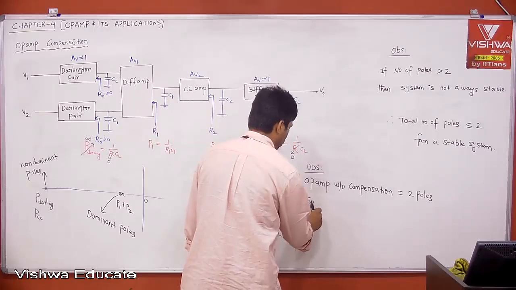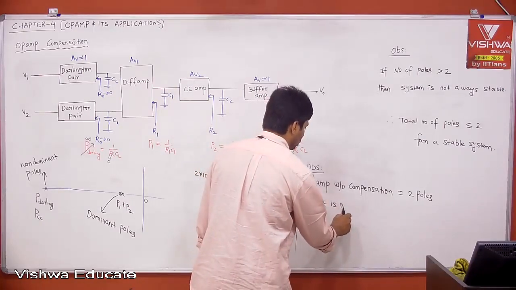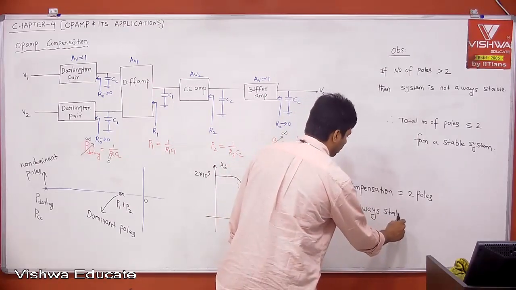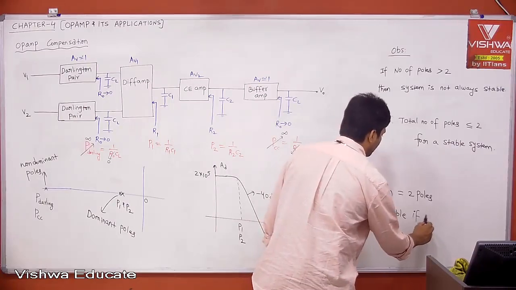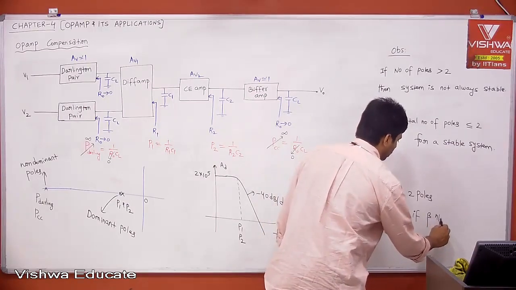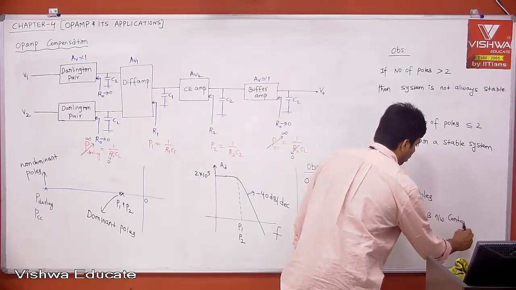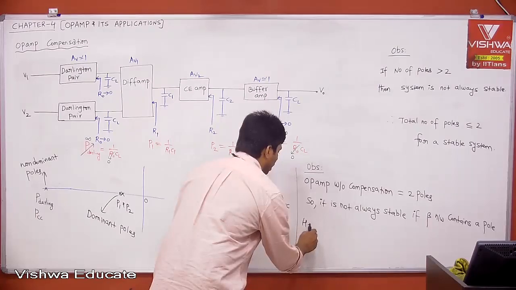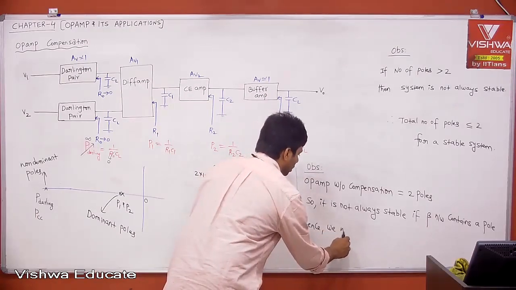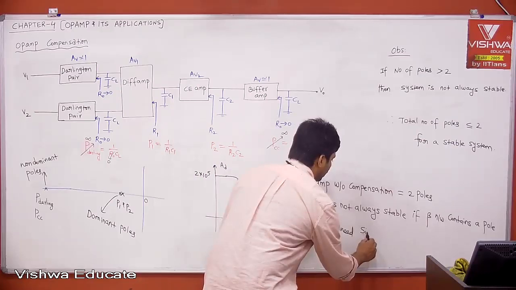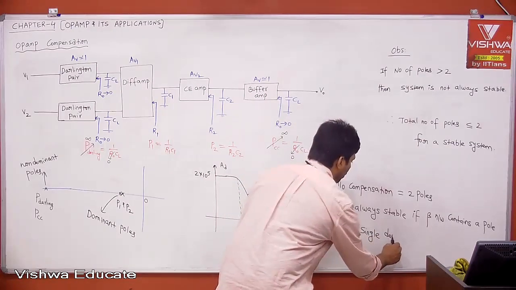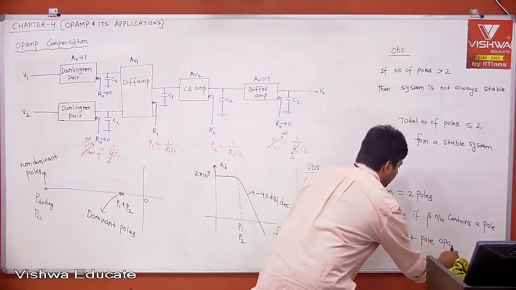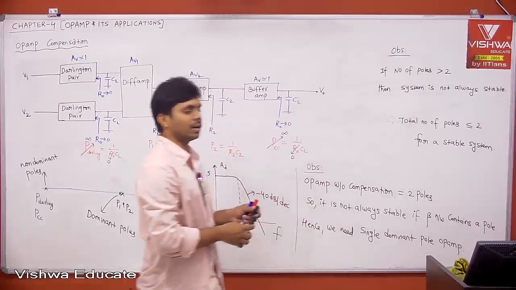So it is not always stable if the feedback network, if the beta network contains a pole. Hence we need a single dominant pole op-amp. To get a single dominant pole op-amp, what to do? That is what is the solution.